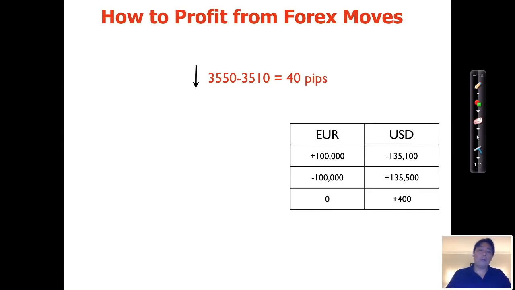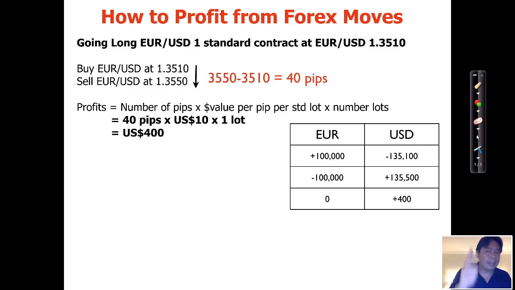Okay? So let me explain the same thing in a linear form. Some people like to think linear. So again, I go long on Euro USD, one standard lot at 3510. I buy Euro USD at 3510 and I sell Euro USD at 3550. So the difference is 40 pips. The profit is the number of pips times the dollar value per pip times number of lots. So we've got 40 pips times $10 times one lot, that's $400.